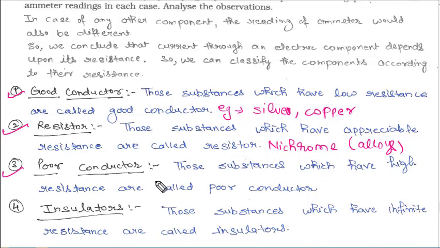Next we have the poor conductor. Those substances which have high resistance are called poor conductors, like air. Air is a poor conductor of electricity. Last one we have the insulator. Those substances which have infinite resistance are called insulators, like plastic or rubber. So they are insulators. Clear?